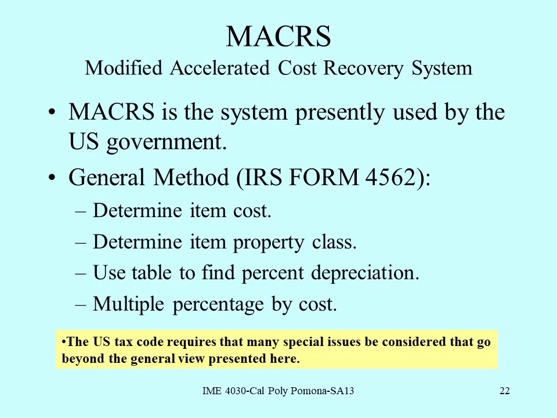Now you'll notice that we multiply that percent times the initial cost. We're not multiplying by the book value or the before tax cash flow or anything else. We're only multiplying it by the first cost of the product. So let's go to slide number 23.